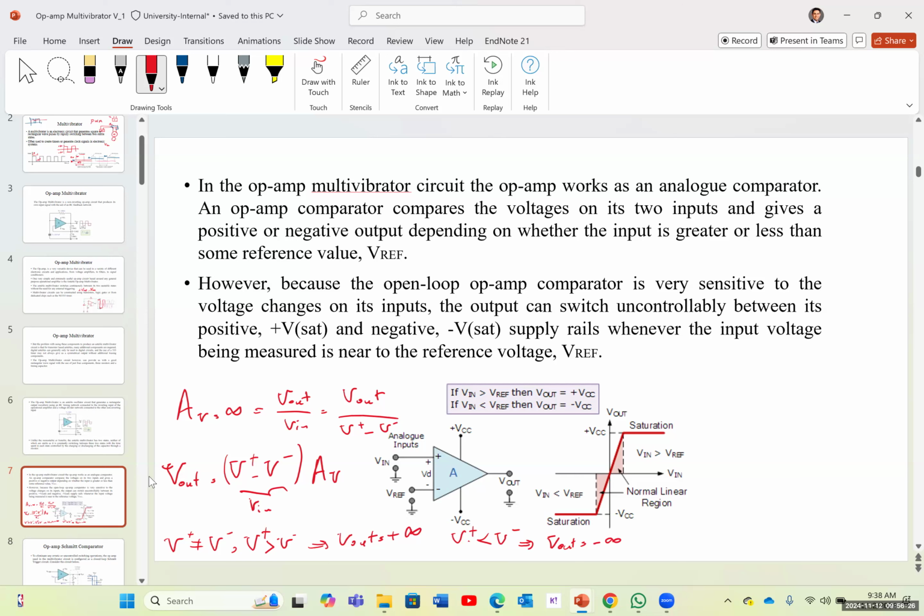But can an output voltage of an op-amp go to infinite, positive or negative? No. It's always capped at its saturation voltage, which is determined by its supply rail voltage. So when V positive is less than V negative, V output would be equal to negative VCC. And when V positive is greater than V negative, V out would be equal to positive VCC.